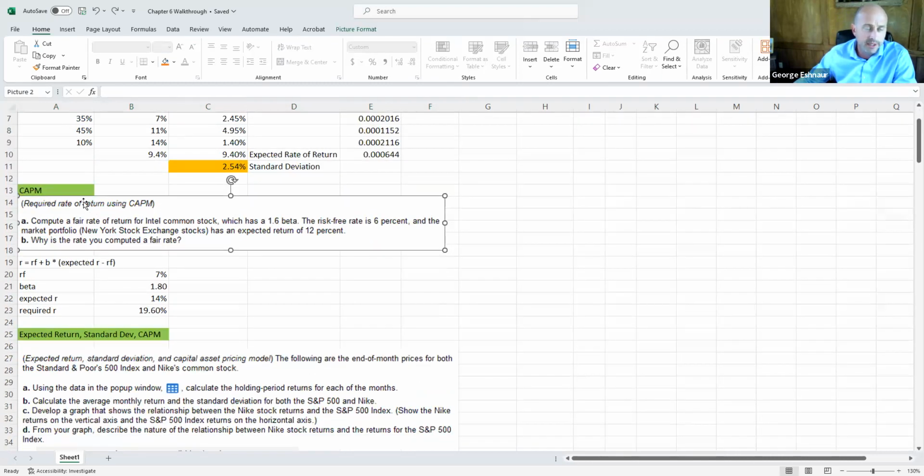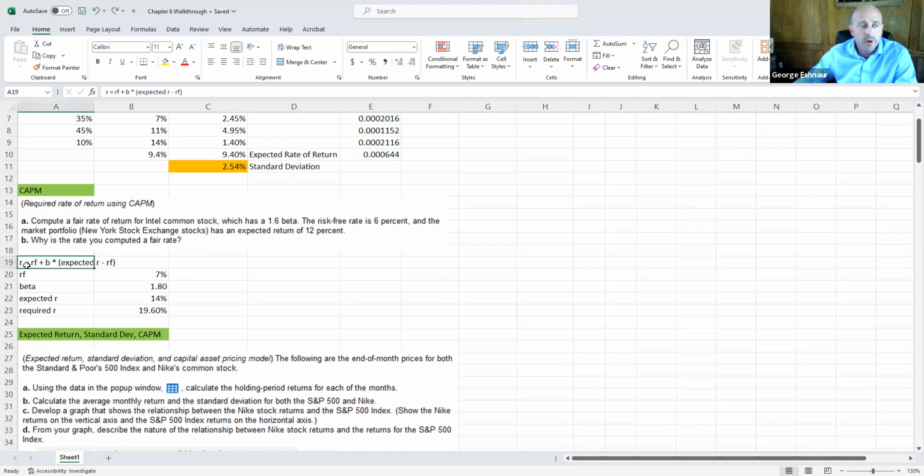Next, we're going to look at CAPM, the capital asset pricing model. This is the formula for that. So the rate of return equals the risk-free rate plus beta times expected return minus the risk-free rate. So this is our premium in here. The question provides us with the risk-free rate being 6% right here, a beta of 1.6, and an expected return of 12. What we see there is 15.6 is our required rate of return for Intel stock based on these figures.